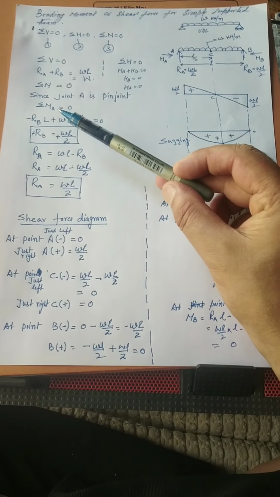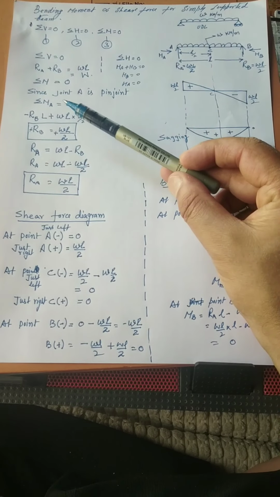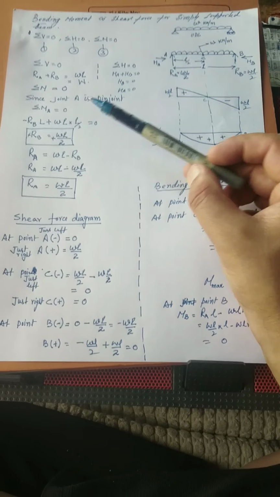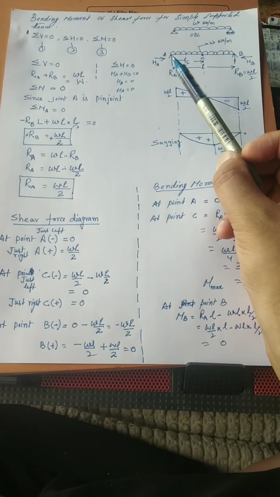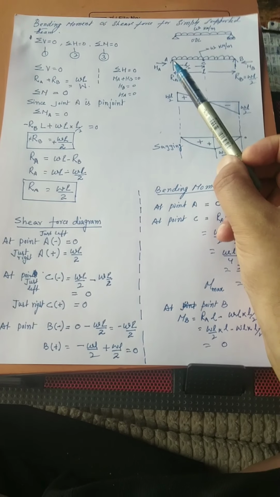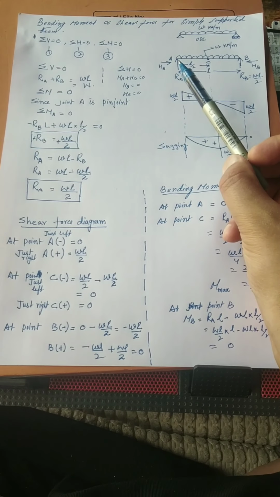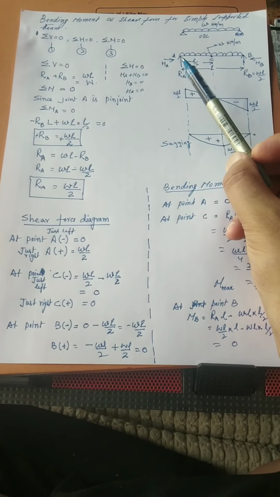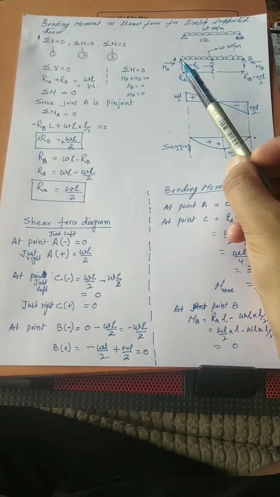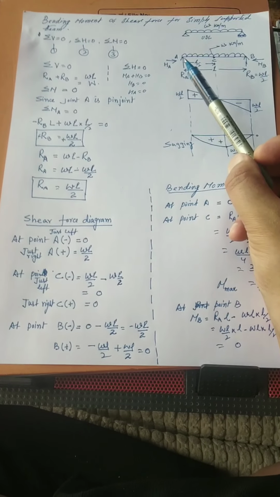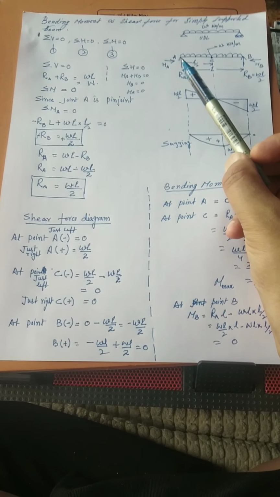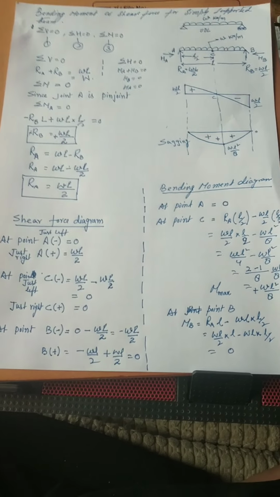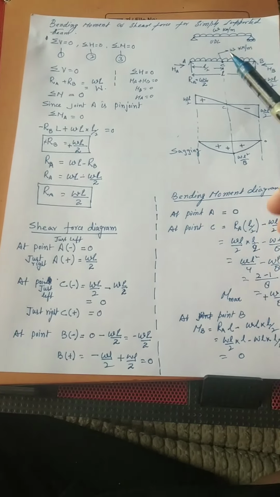Fine. Now we will take the third equilibrium equation, that is the summation of MA equal to 0. If I take the moment about the point A, because it is a pin joint, and for a pin joint the moments are 0, because a pin joint doesn't apply any reactive moment, and when there is no reactive moment, this moment force gets nullified and it becomes 0.